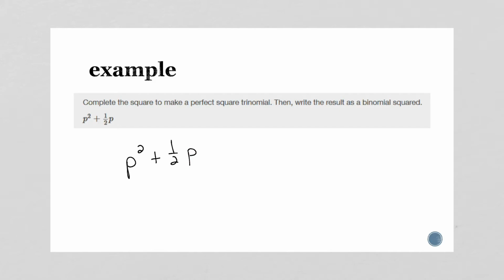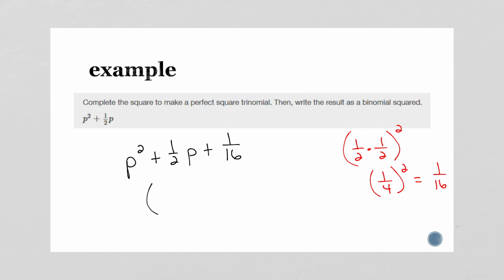I'm going to write it off to the side. I'm going to multiply by 1/2, and then I'm going to take that number and square it. So I end up with 1/4 squared, which is 1/16. I'm going to add that here to the end. Now we've just created a perfect square trinomial. So this factors to be p plus 1/4 squared.